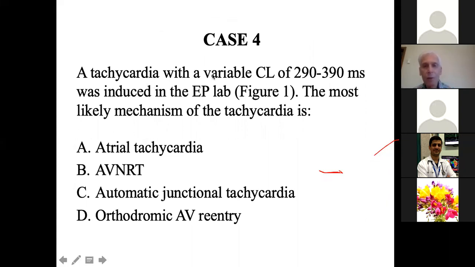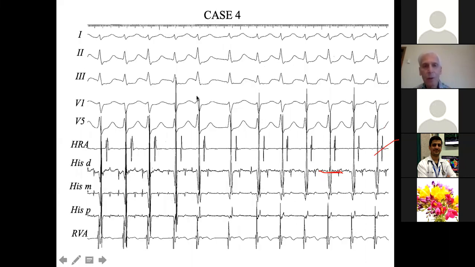Tachycardia with a variable cycle length of 290 to 390 milliseconds was induced in the EP lab. Most likely mechanisms: AT, AVNRT, automatic junctional, or ORT, orthodromic AV reentry. So here we are.